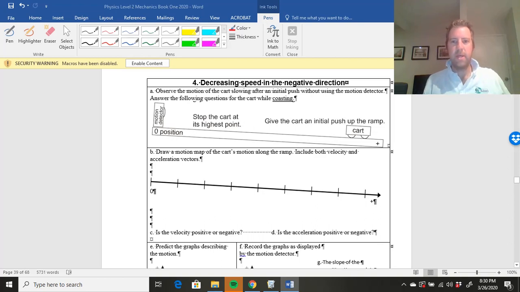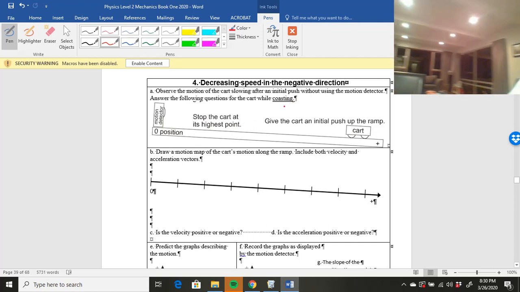This is page 38. Right, I am decreasing speed in the negative direction. So observe the motion of the cart slowing down after the initial push. First of all, observe it without the motion detector. So let's see what's going on here. Turn this guy around.